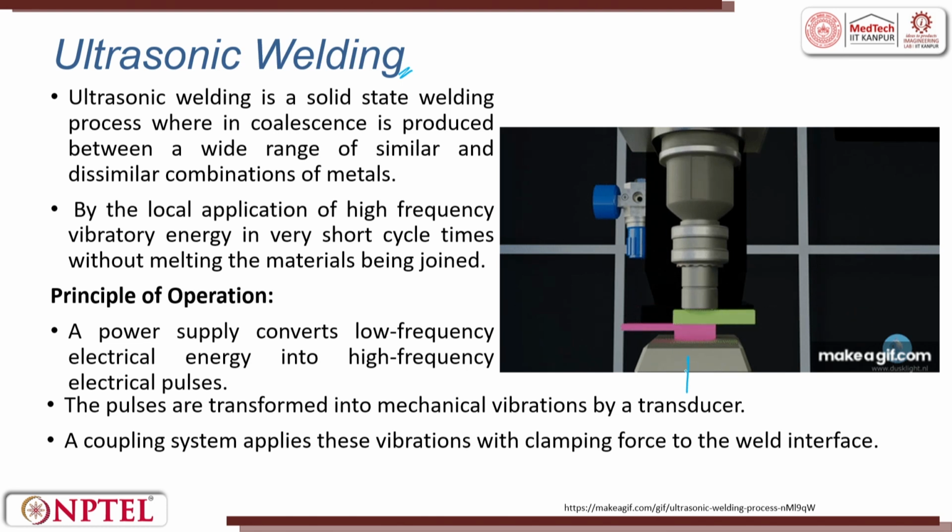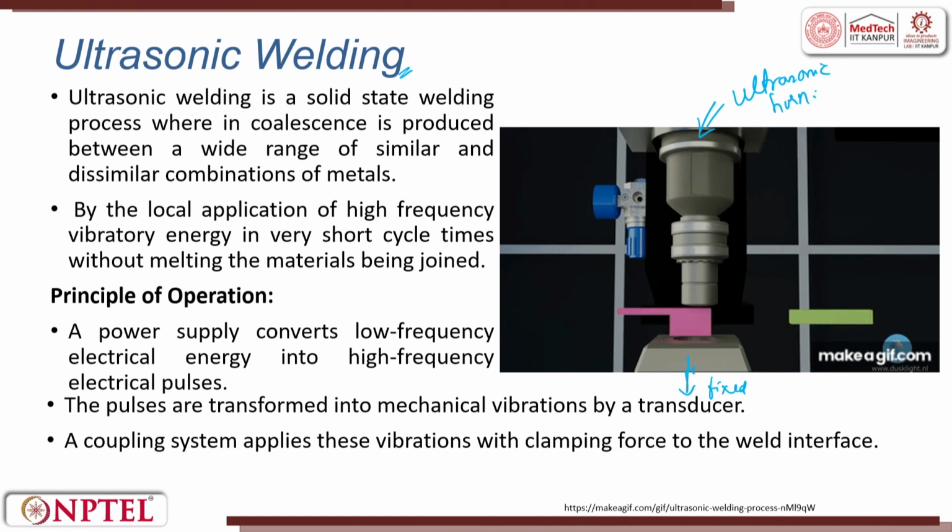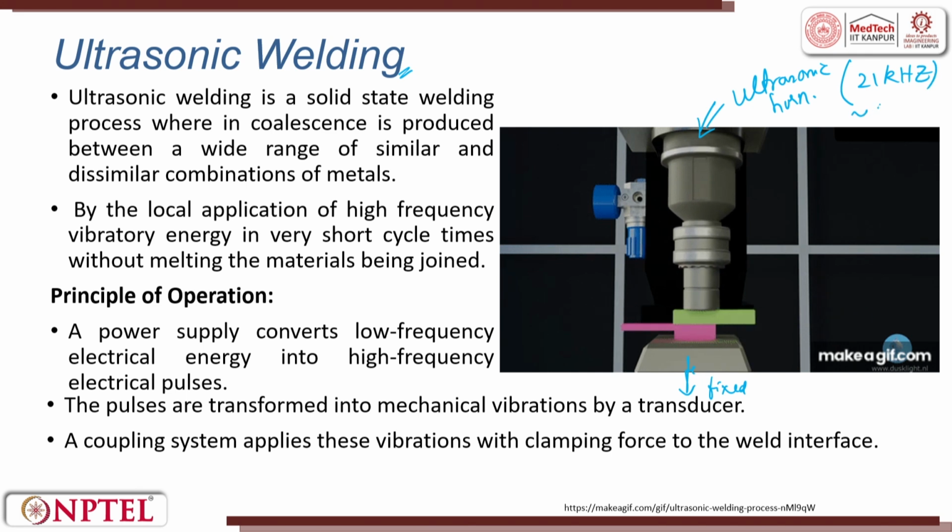There is a fixed plate here. The workpiece is held. The workpiece can be similar material, dissimilar material, thin material, or slightly thicker. Thicker means 3 millimeter, 4 millimeter, which is too large. We generally talk about 0.1 millimeter to 1 or 1.5 millimeter. This is one end. The other end is attached to an ultrasonic horn. This ultrasonic horn vibrates at 21 kilohertz with an amplitude of maybe 6 to 20 microns.